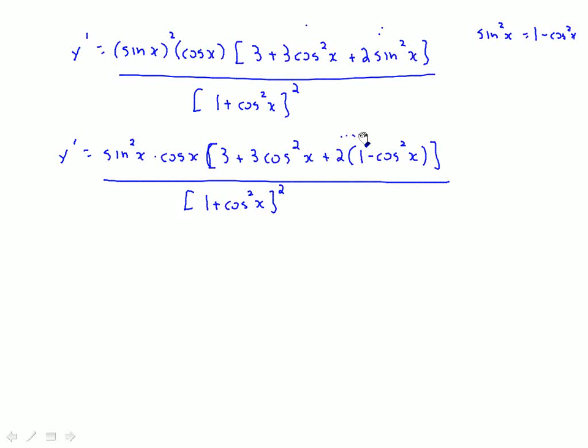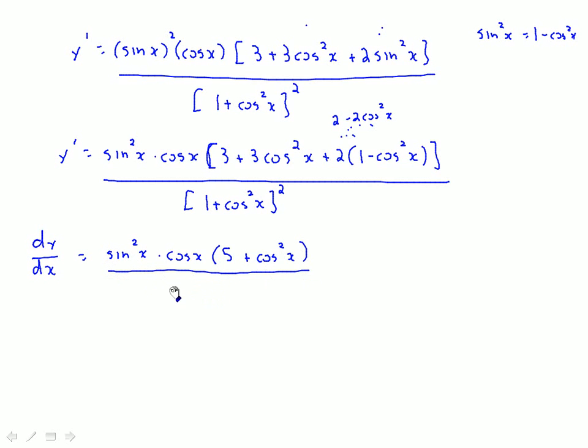Now, when this 2 gets distributed in, that's going to be 2 minus 2 cos squared x. And I'm just going to write it up top so that I can now get my like terms together. dy dx is equal to sine squared x times cos x multiplied by, well, 3 plus 2 is 5, and then 3 cos squared x minus 2 cos squared x is plus cos squared x. And then all over top of 1 plus cos squared x to the 2.